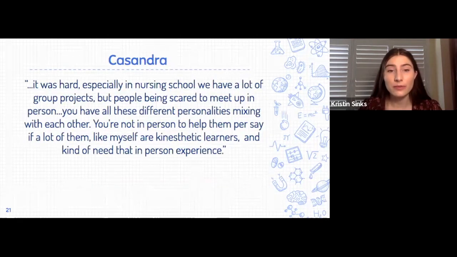Cassandra stated, "It was hard. Especially in nursing school, we have a lot of group projects, but people being scared to meet up in person, you have all these different personalities mixing with each other. You're not in person to help them per se, if a lot of them, like myself, are kinesthetic learners and kind of need that in-person experience."